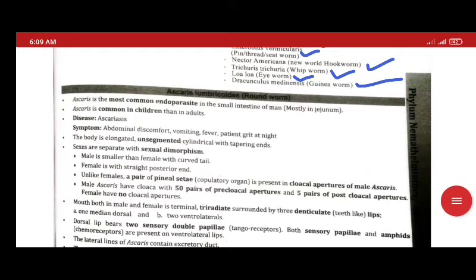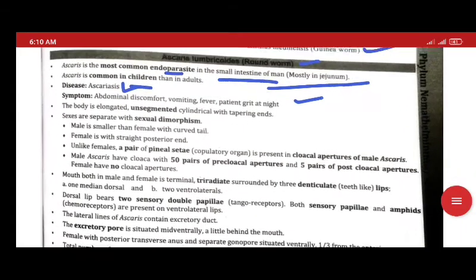So first study about what, Ascaris lumbricoides, that is roundworm. So roundworm is mainly infected in man and mainly in children at the place of intestine. So mostly it is endoparasitic in a small intestine. In a small intestine it will occur mostly in jejunum and mostly in children. This is called ascariasis, and symptoms like abdominal pain, vomiting, fever patient get at night.